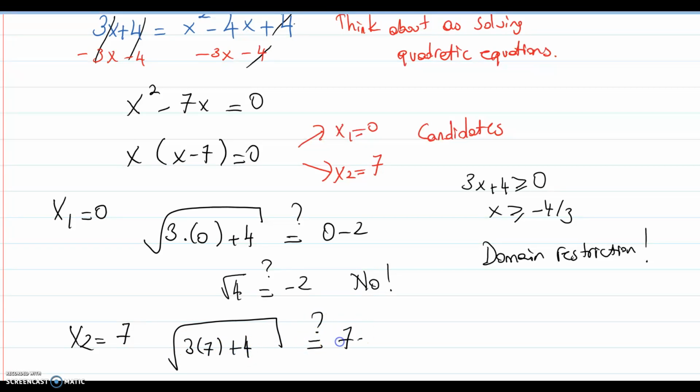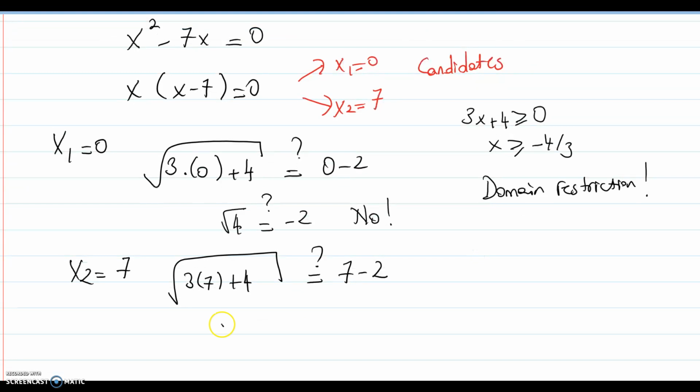is it equal to 7 minus 2? That is square root of 25. Yes. So then the solution will be only x2 equals 7 as an answer.